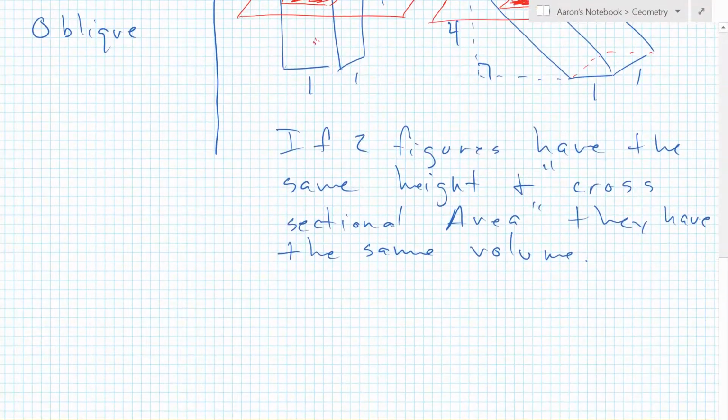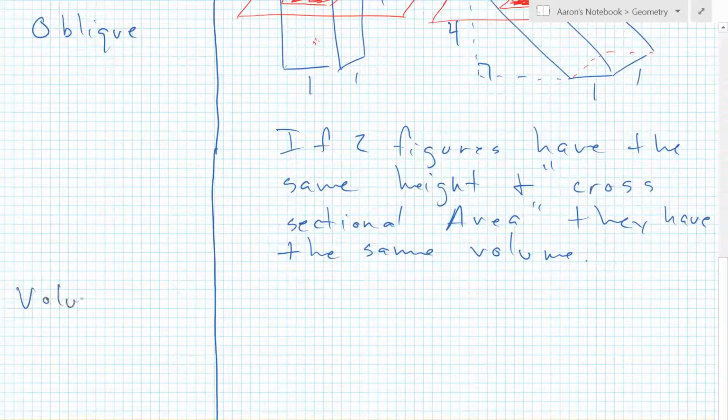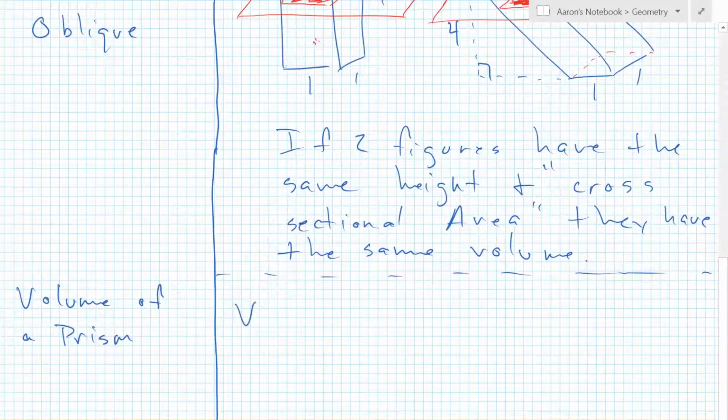So, let's get into the volume of a prism. This is pretty easy. We'll say that V is volume, and that equals big B times H, where B is the area of the base.